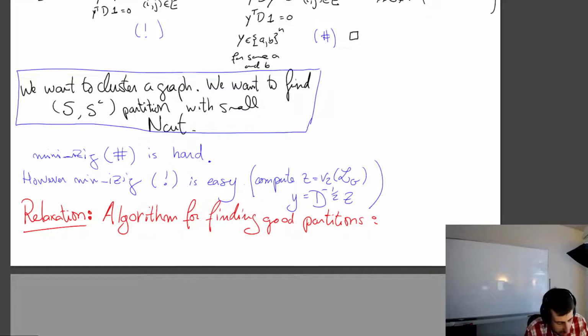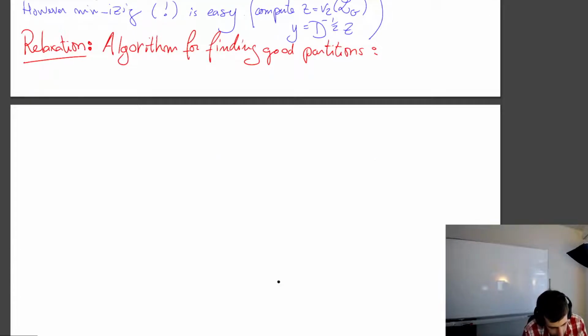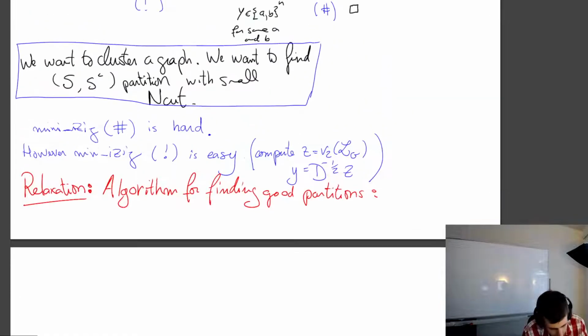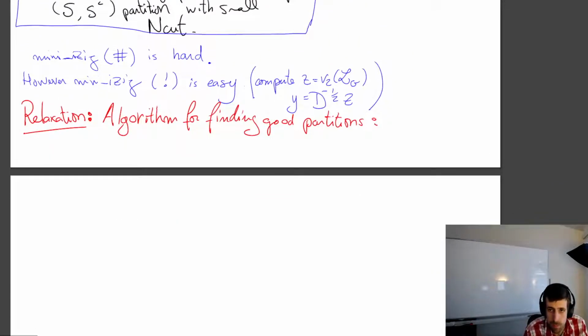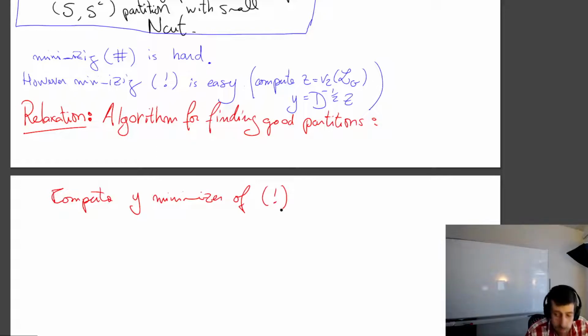Okay, so what's the algorithm? Okay, here's the algorithm. Compute y, the minimizer of the formation mark. Should say this is a spectral problem.